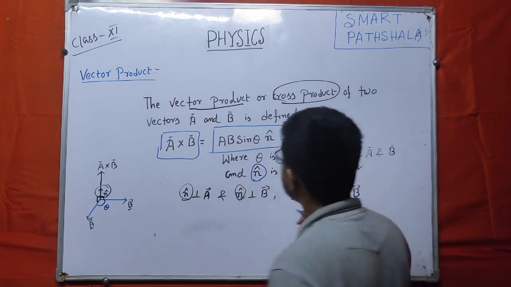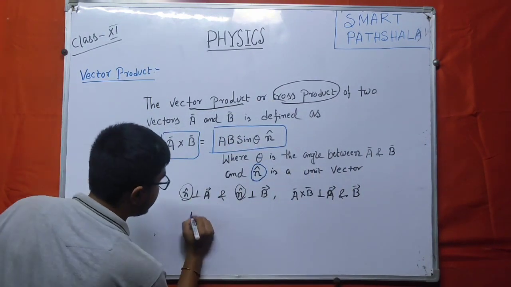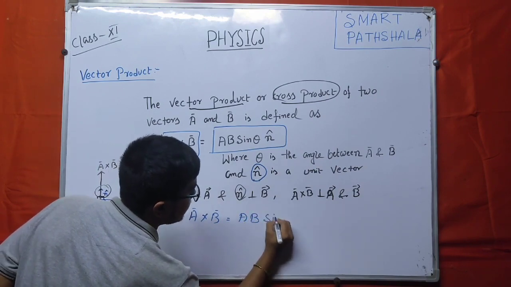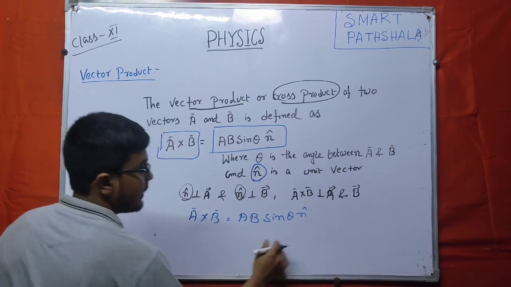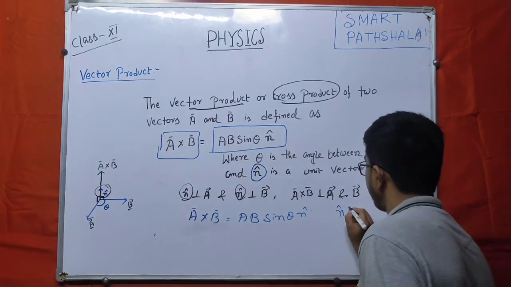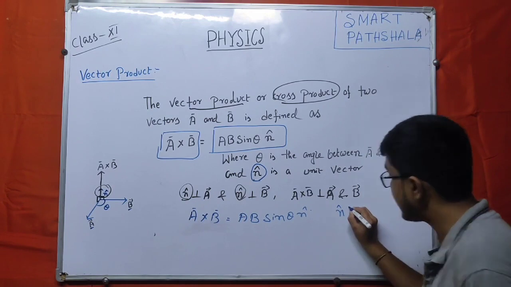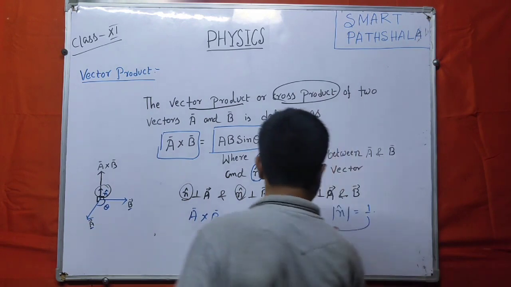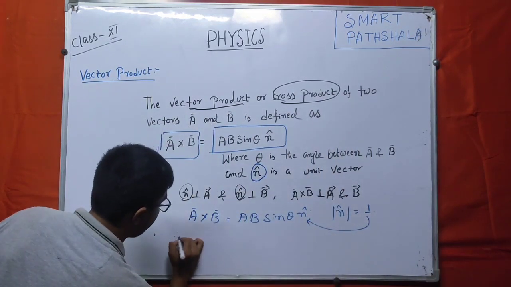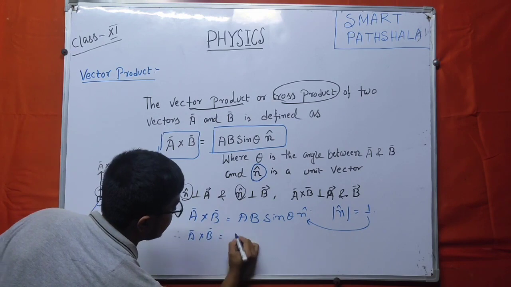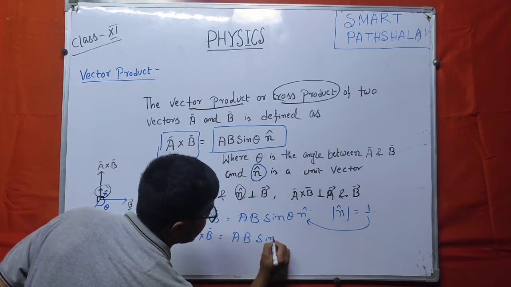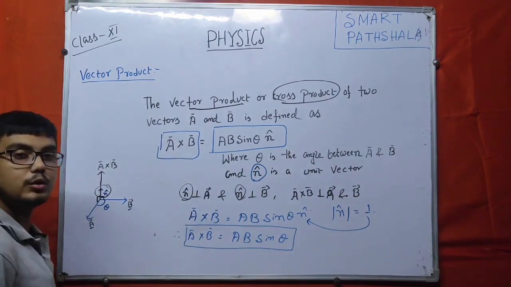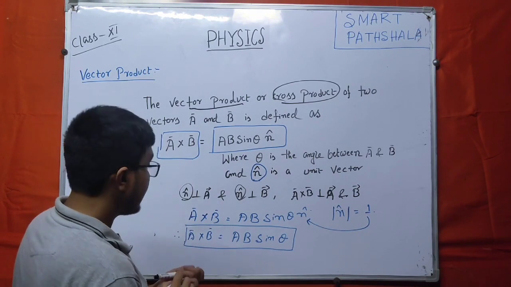The main gist we have to remember from this part is a cross b equal to ab sin theta n cap. Now n cap is a unit vector. As I said earlier, n cap is a unit vector, so mod n cap is equal to 1. Now place this one in here. Therefore a cross b can be written as ab sin theta. This formula will be used vastly in our next classes.